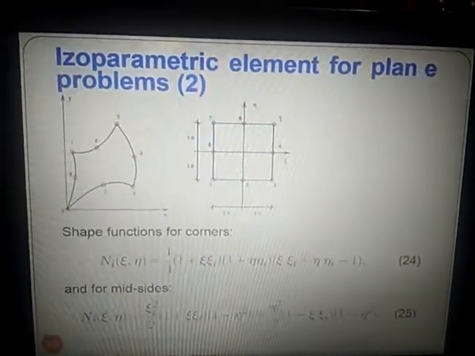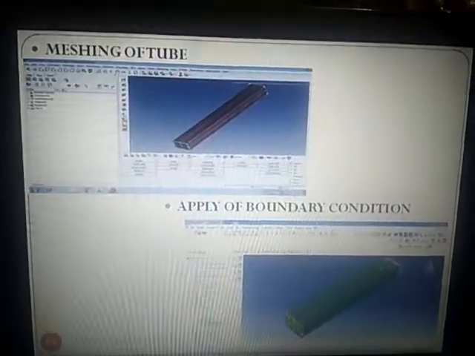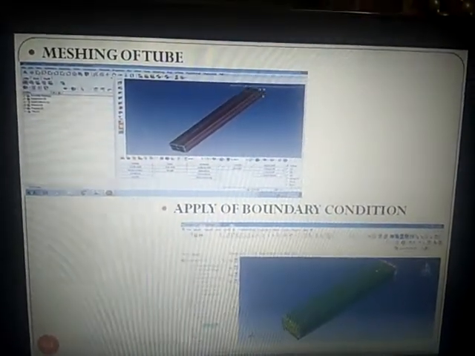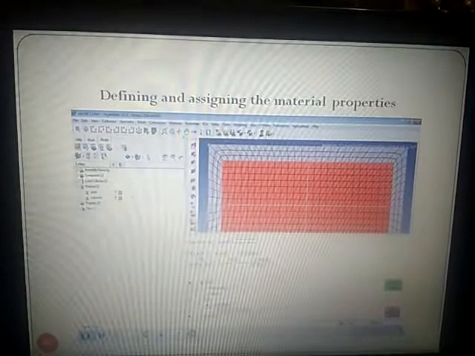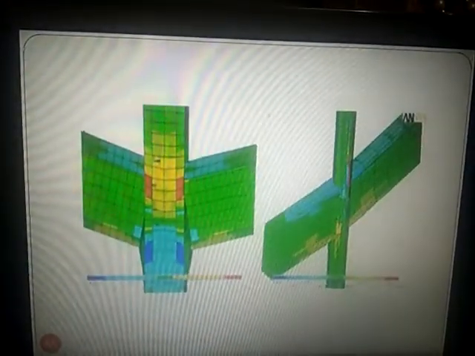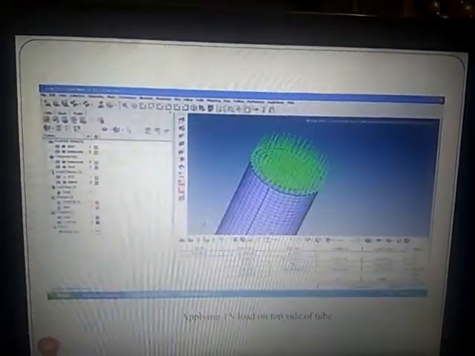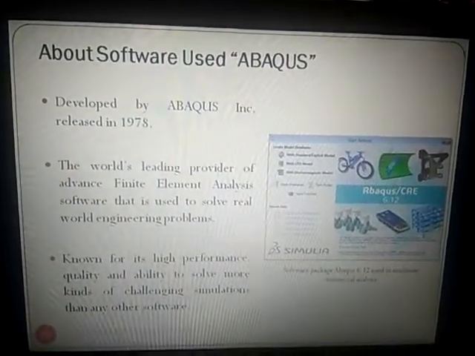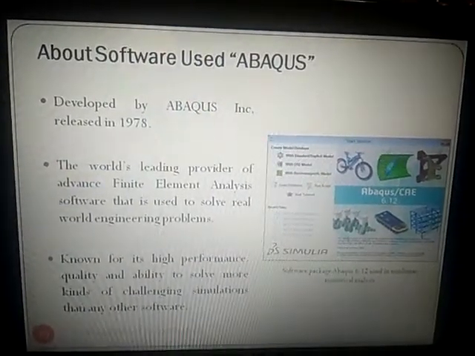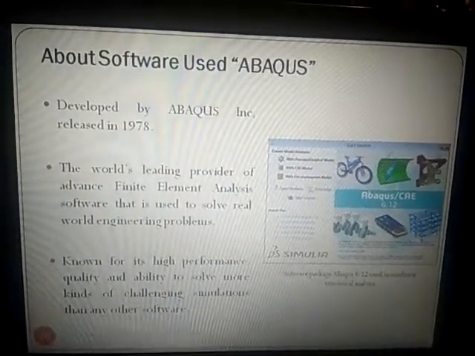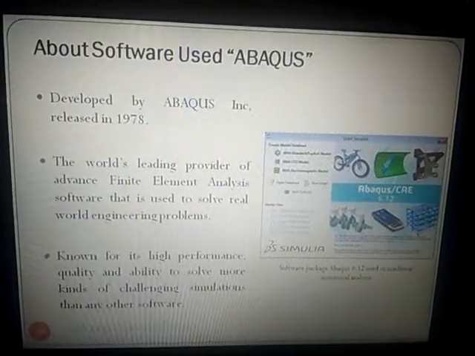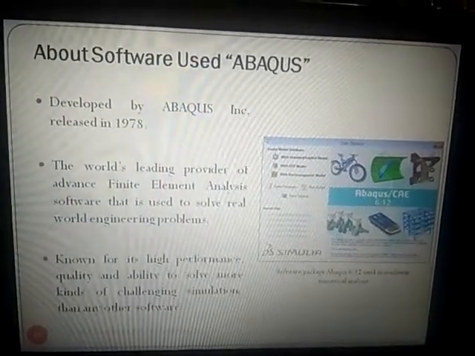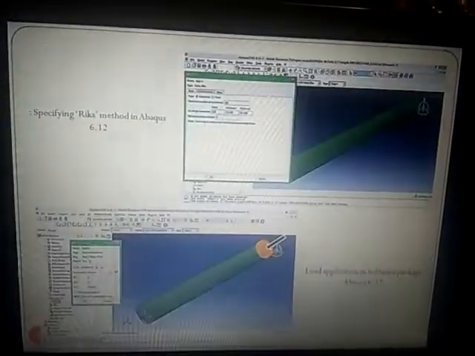Isoparametric elements for plane problems. For a plane problem, see, this is from software. Defining and assigning the properties in software. See, boundary conditions. This is just a contour. This is using MATLAB. About the software, we are also using what is known as ABAQUS. It is the world's leading provider for advanced FEA. They are used to solve real-world engineering problems with very high performance quality.